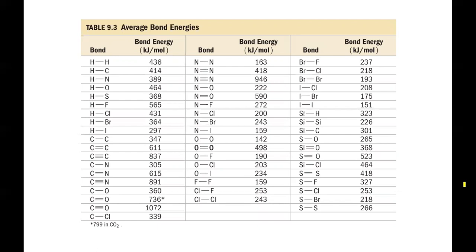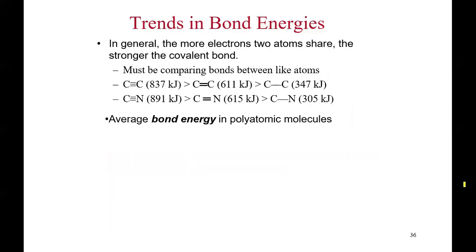This is a table that represents just a sample of data of average bond energies for different kinds of bonds. You can take a quick look through it and see some trends that I'm going to discuss next. All right. So here are the trends. Number one, the more electrons shared by 2 atoms, the stronger the bond. In this case, we're comparing bonds between like atoms, for example, carbon-carbon, or let's say carbon-nitrogen. Notice that a triple carbon-carbon bond costs more energy to break than a double bond, which costs more than a single bond. Similarly for the C-N bonds, right?